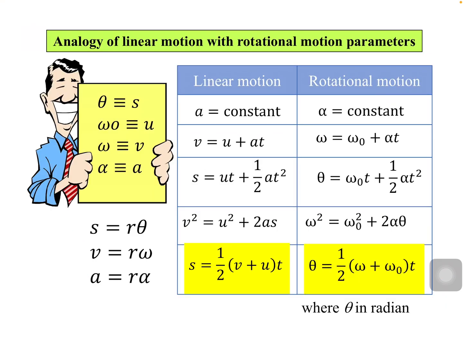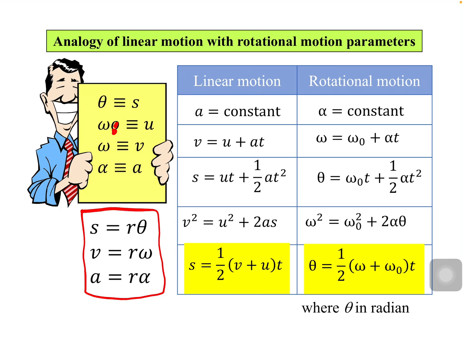Dan kita ada analogy of linear motion with rotational motion parameters. So basically linear motion dengan rotation ni lebih kurang sama tapi tak serupa. Okay, so kalau tengok theta lebih kurang sama dengan s. Omega naught lebih kurang dengan u, which is initial. Omega naught is initial angular velocity, u is initial velocity. So omega is equivalent to final velocity, alpha is equivalent to a. So how do we make it equal? s equal to R theta, v equal to R omega, a equal to R alpha.